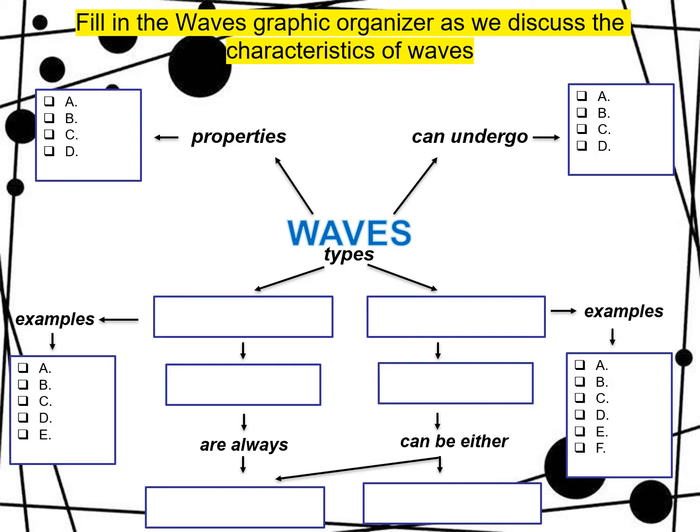Okay, can you fill in the waves graphic organizer as we discuss the characteristics of the waves? So we have the properties of the waves, how the wave undergoes, the two types of the wave, and the examples of each type of the wave.